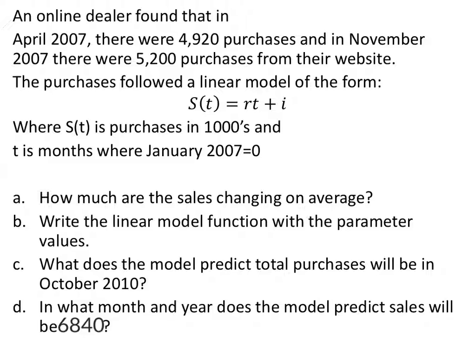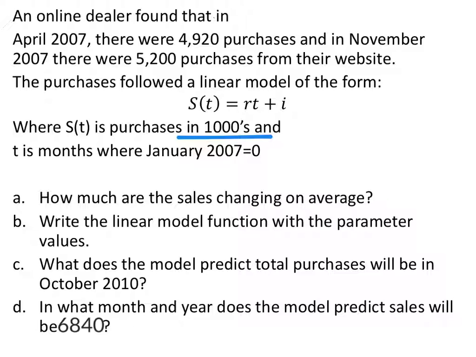So we need to keep in mind, probably not until we get to the end of the problem, that this is in thousands of purchases. We could change this up here to 4.92, for example, because that would be 4.92 thousand purchases, and this could be 5.2 right here, 5,200. Again, I'm not going to worry about that because I'm going to solve this problem regularly and then change it at the very end. So part A, how much are the sales changing on average?